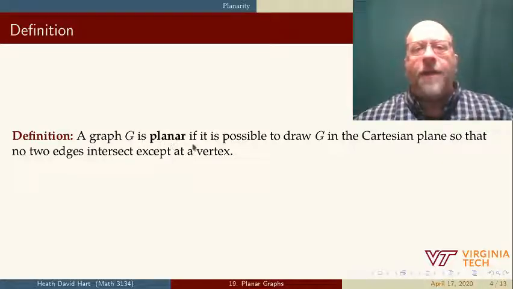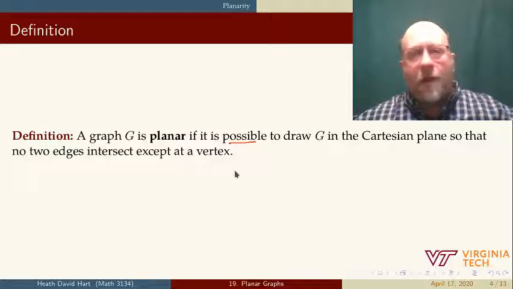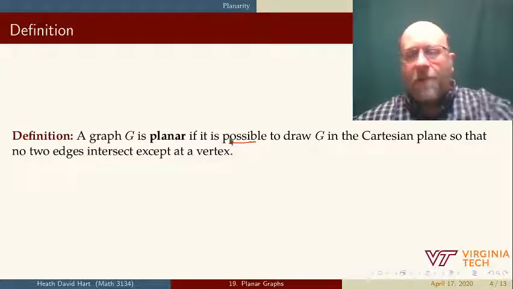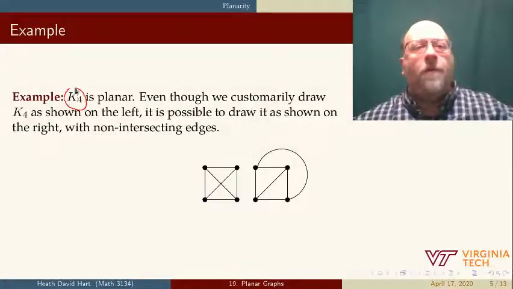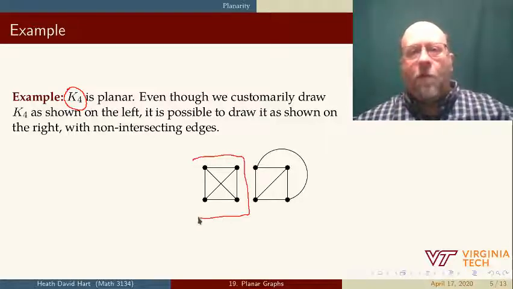A graph is planar if it is possible to draw the graph so that no two edges intersect except at a vertex. It may not already be drawn that way, it's just that it is possible to draw that way. Let me give you an example. The graph K4, K means complete and 4 means 4 vertices, so it has 4 vertices and every possible edge is part of the graph. This is what K4 customarily looks like. The 4 vertices, the 4 edges that go around it, and then the 2 edges that go around the diagonals.